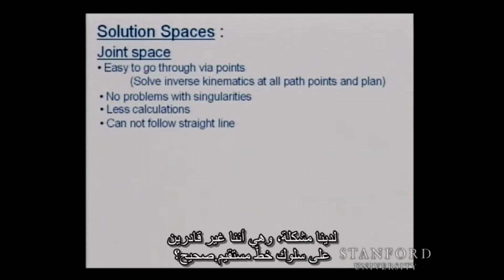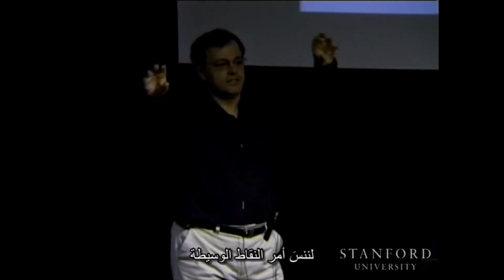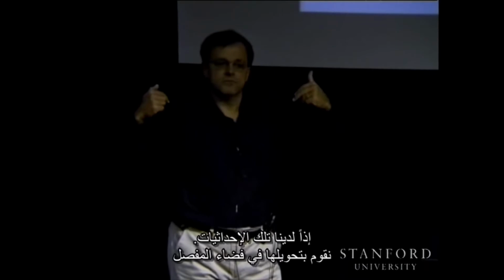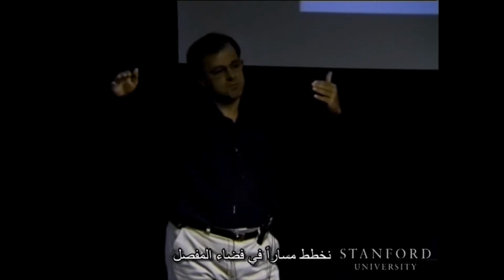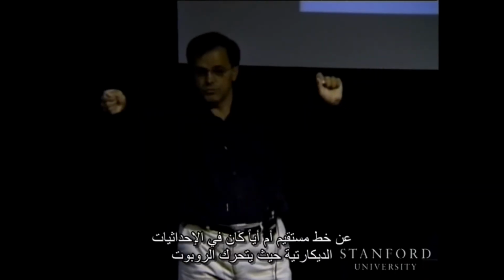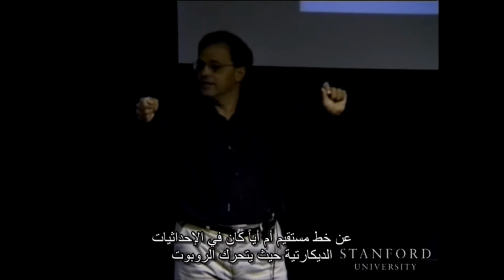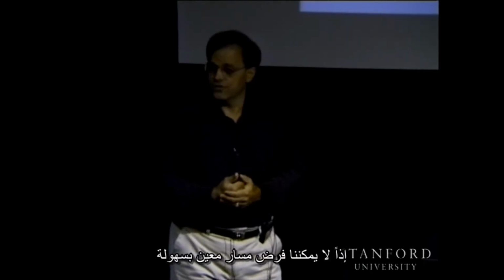A problem. We cannot follow a straight line, right? That's the simplest problem. Let's say we calculate the joint coordinates for the initial point and the target point. Forget about intermediate. We convert it in joint space. We plan a path in joint space, but we have no idea whether that path in actual Cartesian space where the robot is moving is a straight line or what it is. It is what it is. So we cannot force a particular trajectory very easily.